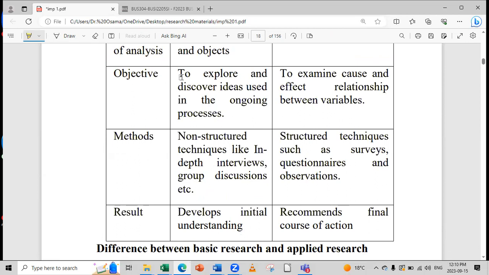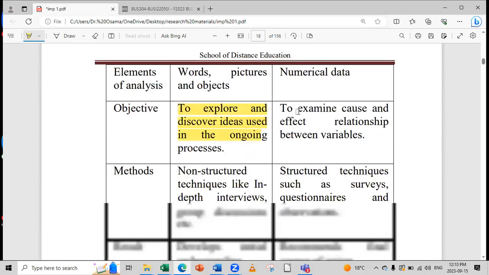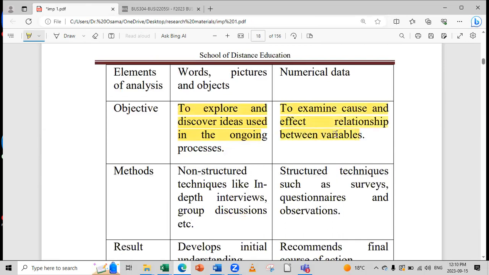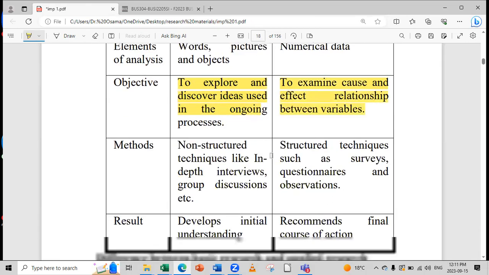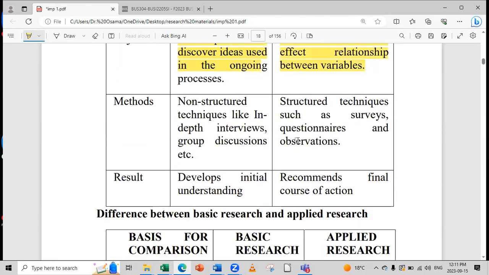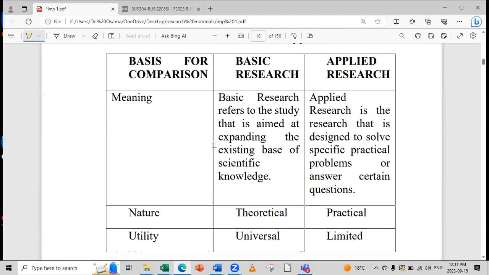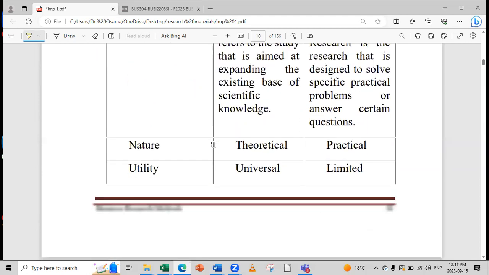Look at this: the objective is to explore and discover ideas used in the process. But here, it uses numerical data to examine cause and effect relationships between the variables. These are the points I just wanted to talk about here.